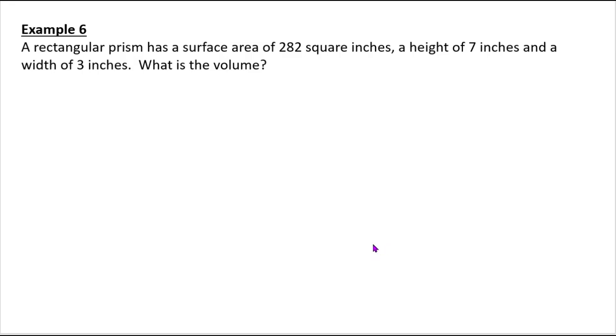Example 6. A rectangular prism has a surface area of 282 square inches, a height of 7 inches, and a width of 3. What is the volume? Oh, this is a good question. So I have my prism. I always struggled with drawing prisms.